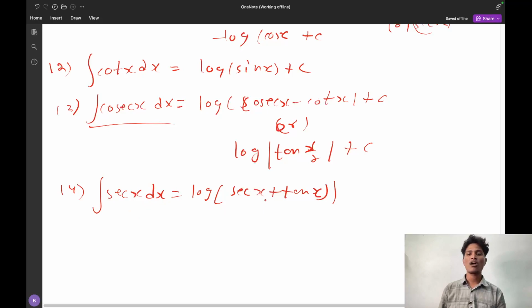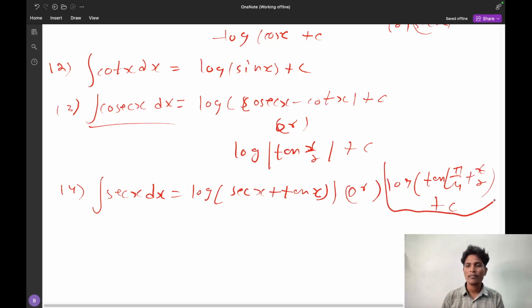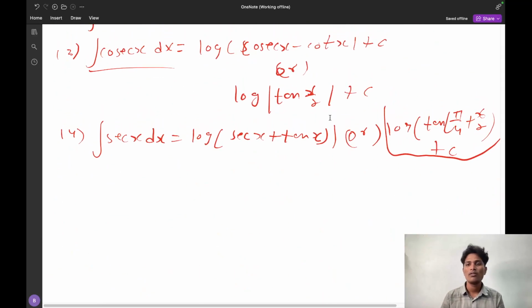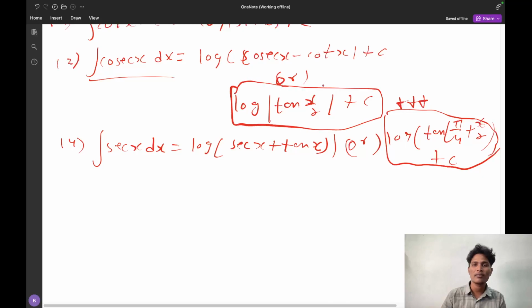Integral secant x dx is equal to log of secant x plus tan x, or another formula, it can be log of tan of pi by 4 plus x by 2. This formula for integral secant x is really important, because it is a previous year question for JEE Mains, and these two formulas came in previous years. And next, the 15th one. Integral secant x is completed.